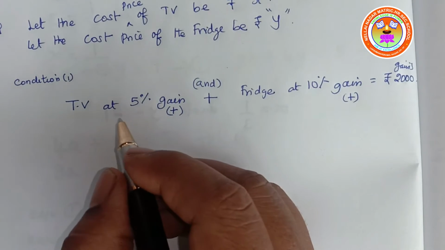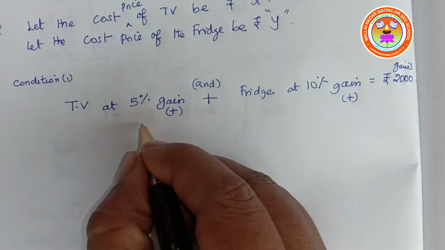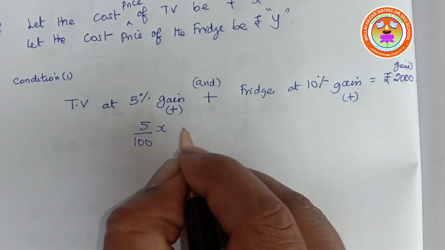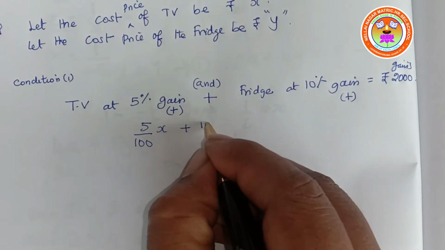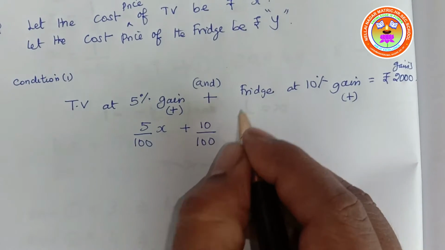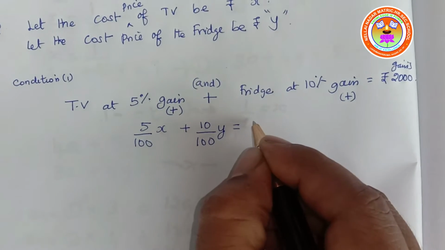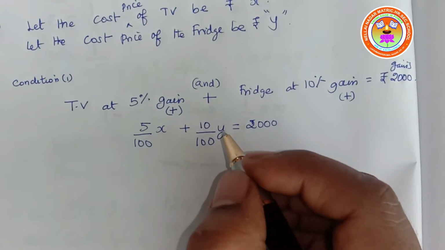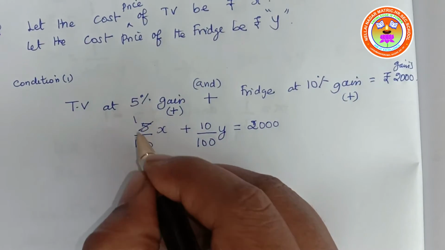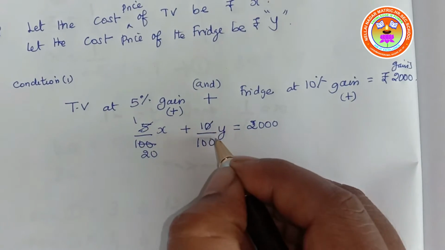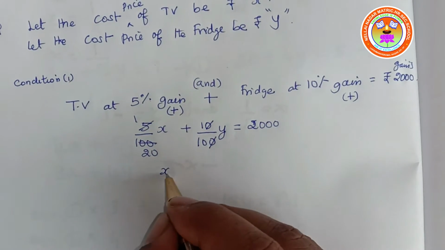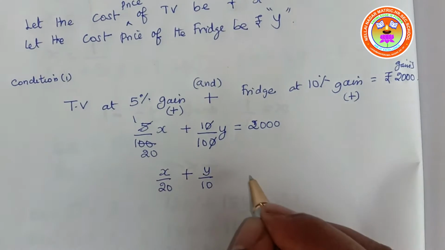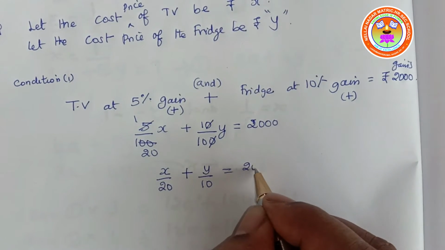Now, 5% gain, 5% means 5 divided by 100. So we are talking about the TV, which is X, plus 10% gain, 10 by 100, the fridge is Y, and the shopkeeper gains rupees 2000. Now 5 ones are 5, 5 twenties are 100, so zeros get cancelled. So X by 20 plus Y by 10 is equal to 2000.